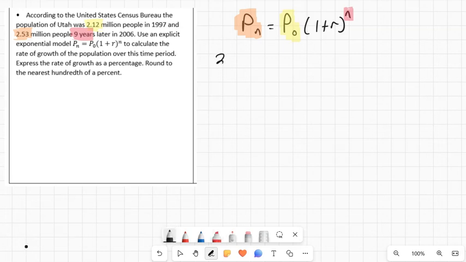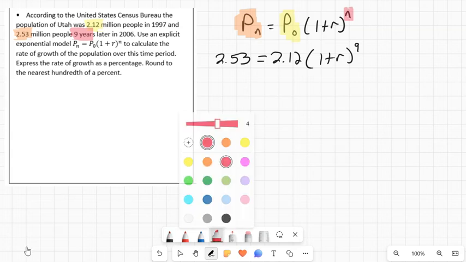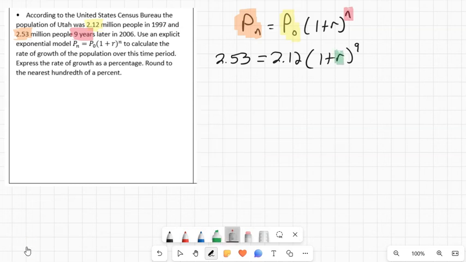So this would be 2.53 equals 2.12 times parenthesis 1 plus r to the 9. To solve for r, we're trying to isolate r. We need to just get rid of everything around it. So eventually we'll have to subtract that 1, we'll have to do a root to get rid of the 9th power, and we'll have to divide to get rid of this 2.12. And that's the first step. Divide the coefficient to the right.